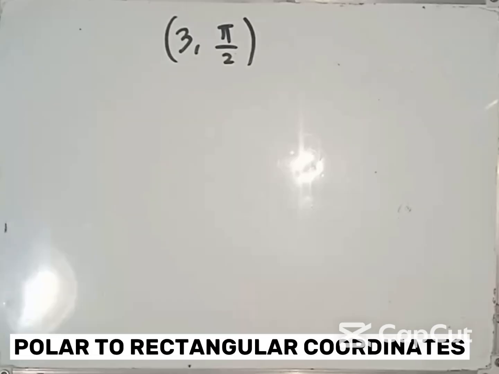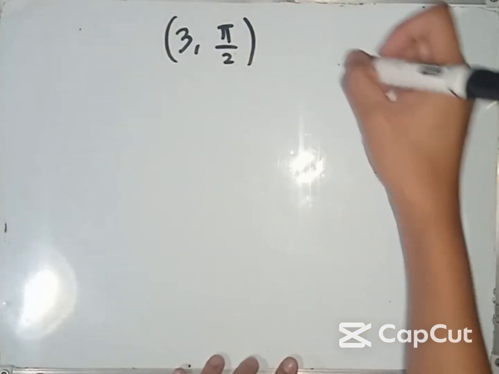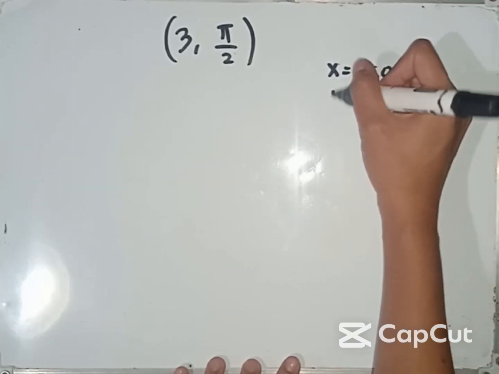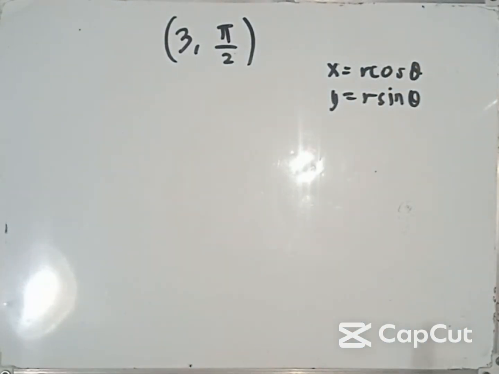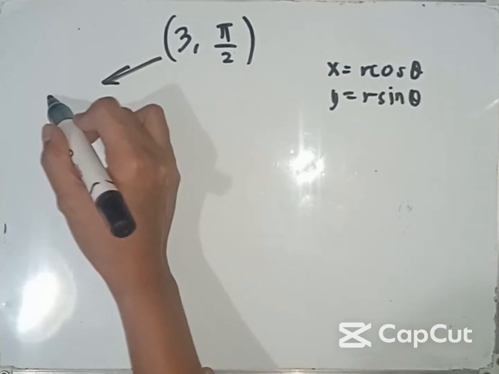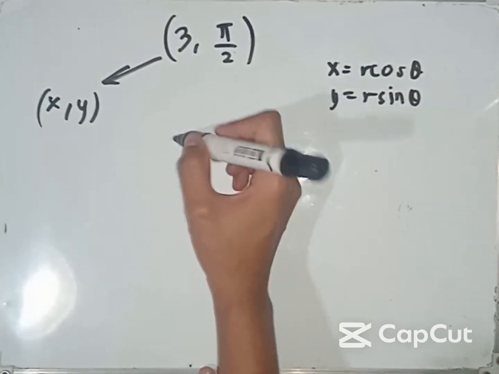To visualize the idea of conversions, let us have an example in polar form and convert it into rectangular coordinates. Let us recall from the formula earlier that x is equal to r cosine theta and y is equal to r sine theta. Given these, we are now ready to convert this into the x and y form, or the rectangular form. So x would be equal to r cosine theta.